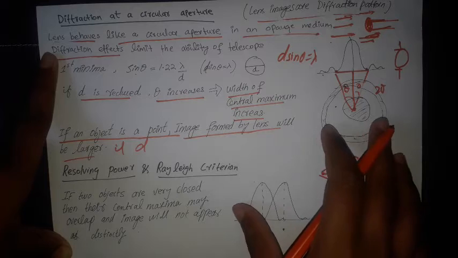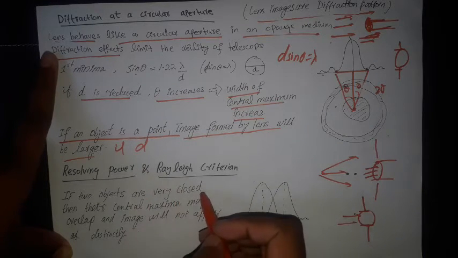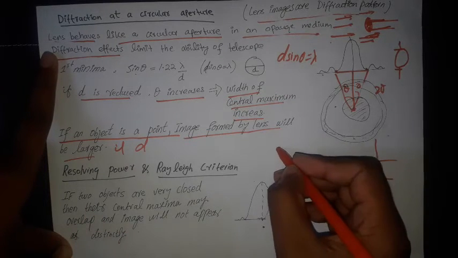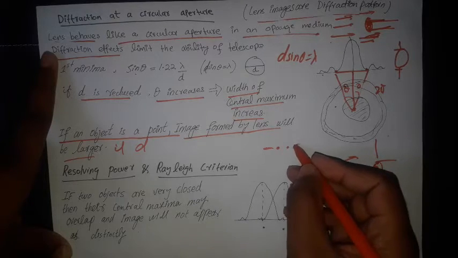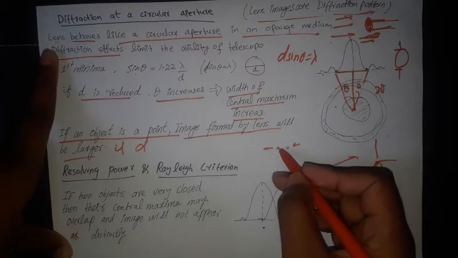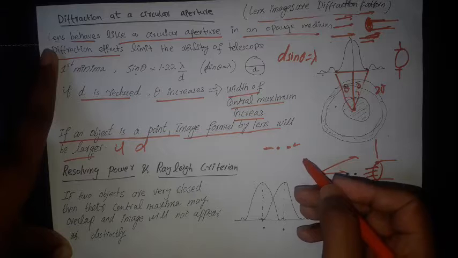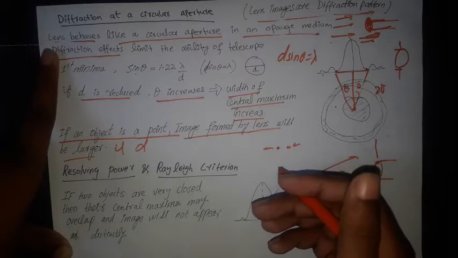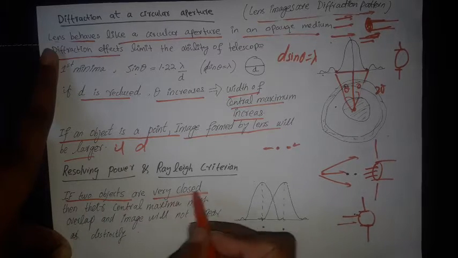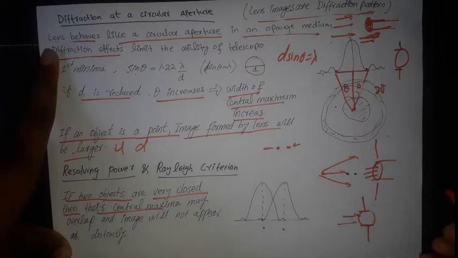Now I think you have some idea about this circular aperture. So now let us talk about the resolving power and Rayleigh criterion. So what is resolving power? If we have two objects that are very close to each other, the ability of an optical device to differentiate between these two objects is the resolving power, or to reveal the finer details.